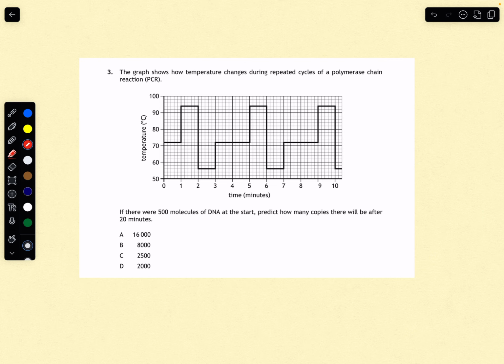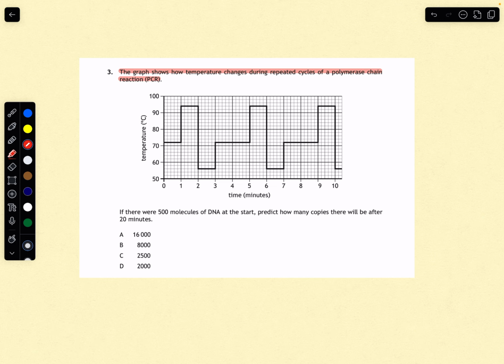First of all, what we're going to do is highlight the context of the question. Okay, so the graph shows how temperature changes during repeated cycles of a polymerase chain reaction, and then we're going to try and work out if we can see any patterns. So the graph shows repeated patterns of the process.